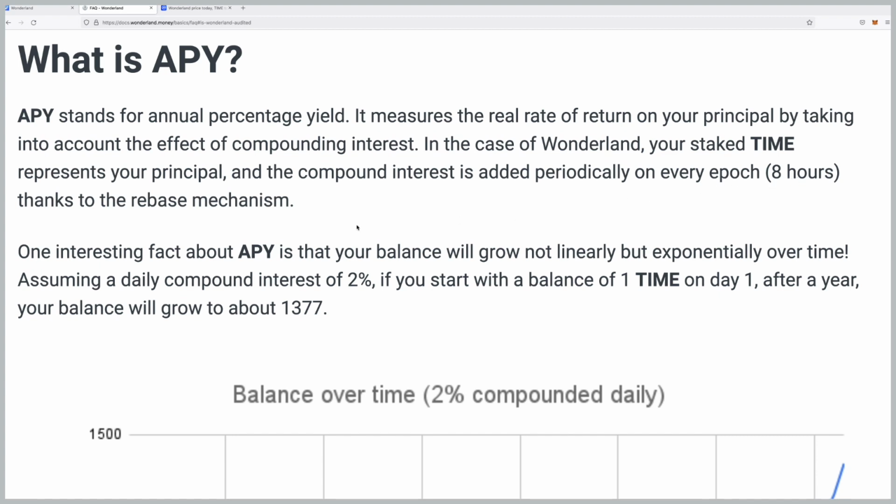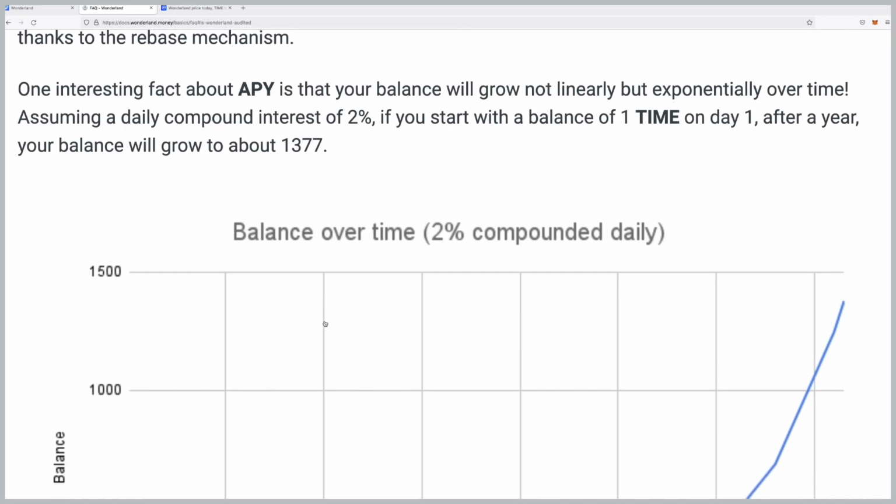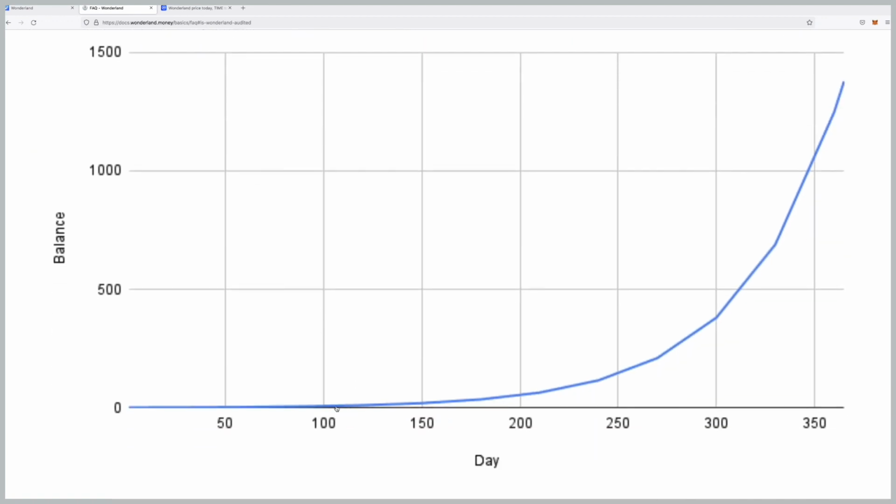So basically, it doesn't matter when you come into Wonderland. If you are going for the short term, you have to look at the price of time, go in low and sell high. If you are going for the long term, the impact of that is minimal. Actually, it's probably nothing. You're going from 1 time to 1377, and you can see that once you get to day 300, it just explodes up. This makes it a really interesting mechanism and a very interesting project. I love it.